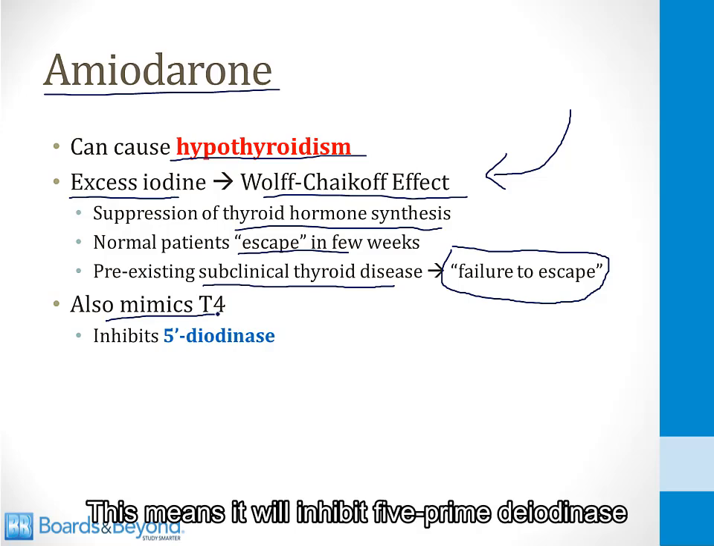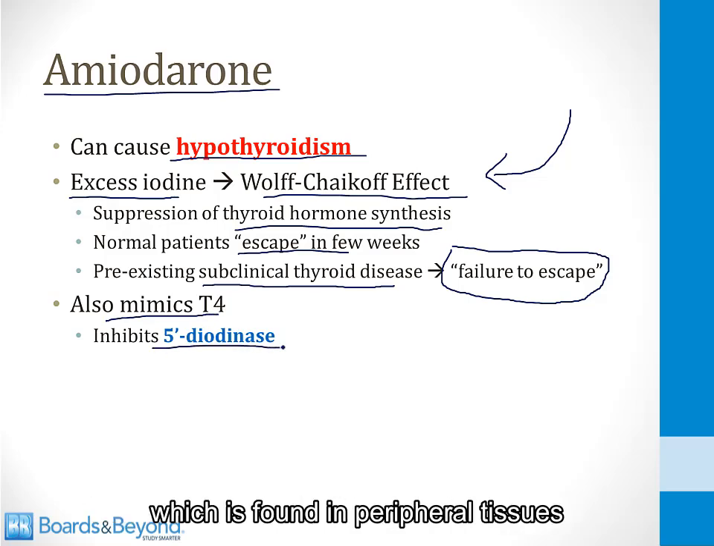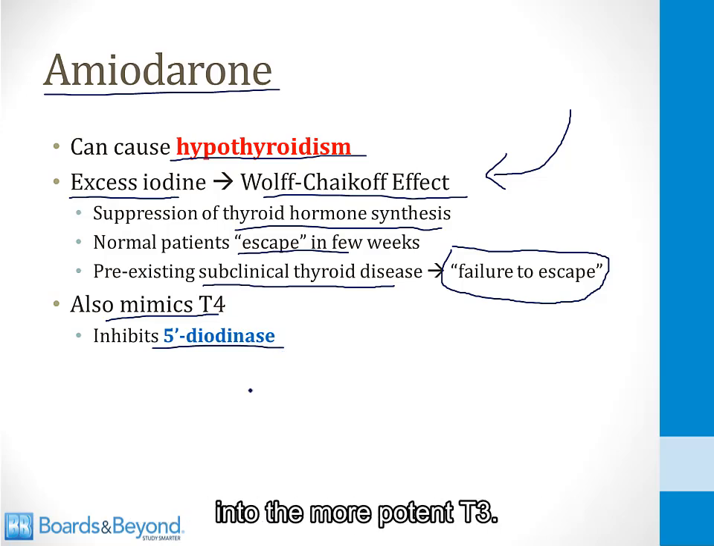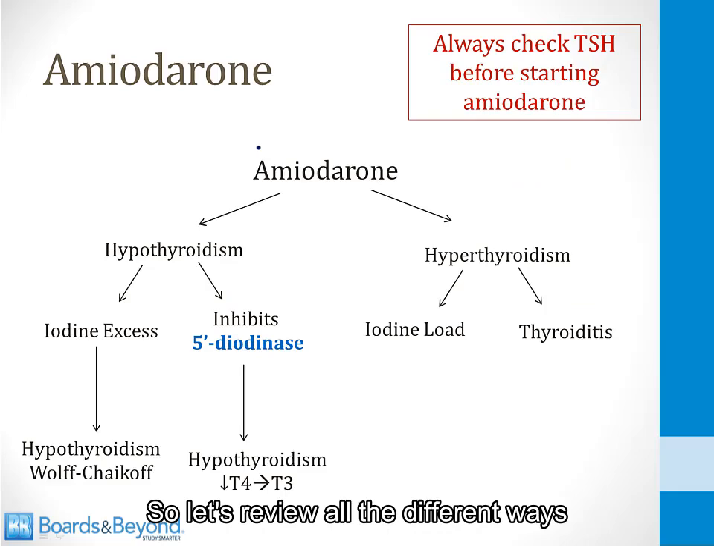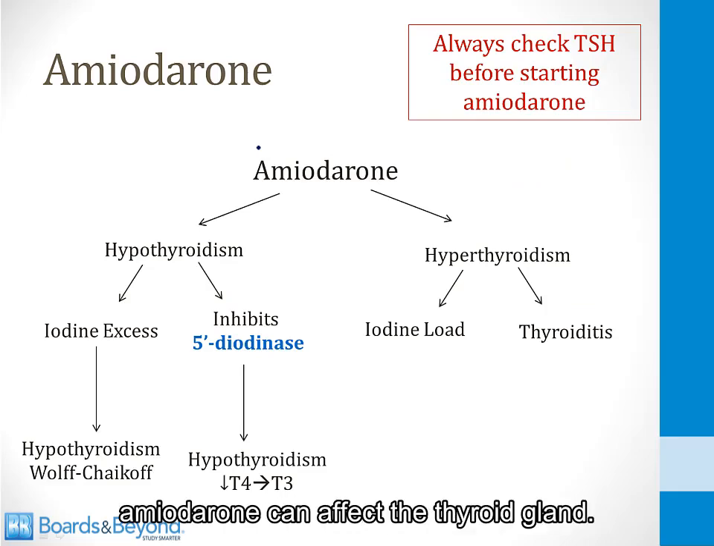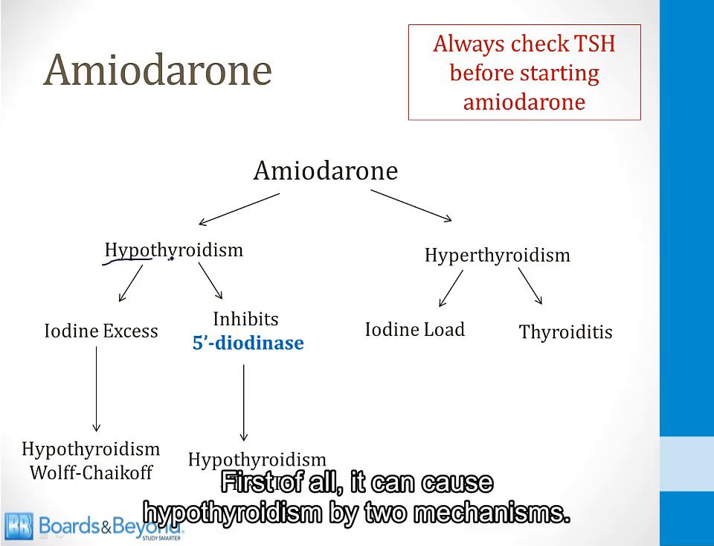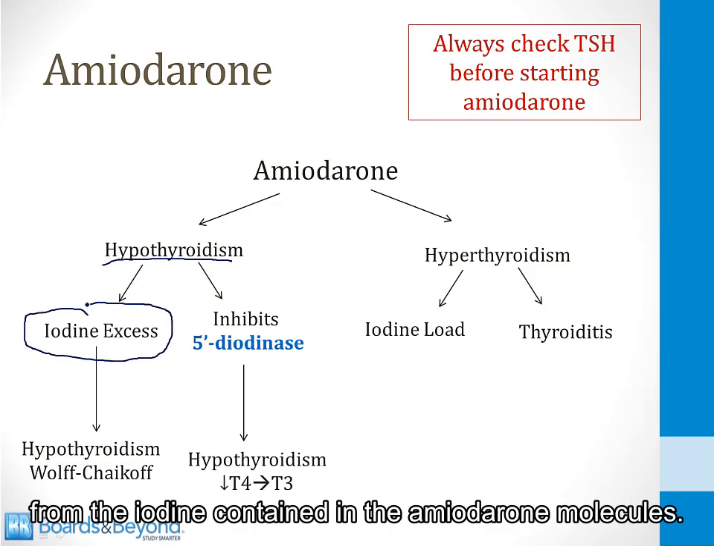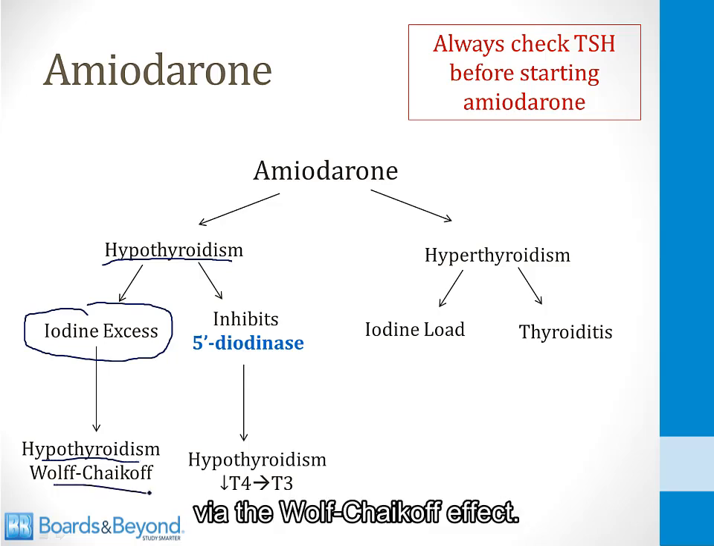This means it will inhibit 5' deiodinase, which is found in peripheral tissues, and this will blunt the conversion of T4 into the more potent T3. So let's review all the different ways amiodarone can affect the thyroid gland. First of all, it can cause hypothyroidism by two mechanisms. It can lead to iodine excess from the iodine contained in the amiodarone molecules. This can lead to hypothyroidism via the Wolff-Chaikoff effect.